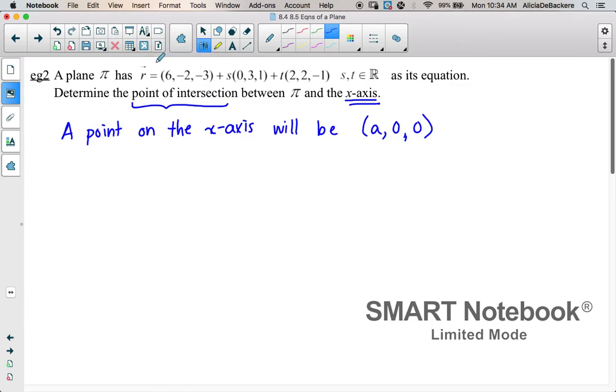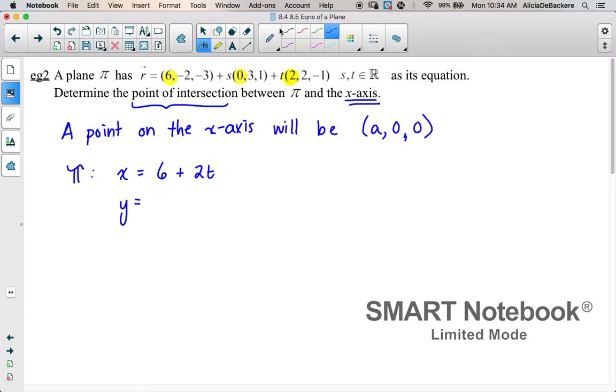Now, in my equation, I've got it in vector form, but here I know information about x, y, and z. So I'm going to take my equation and pull it apart so that it's in terms of x, y, and z so that I can compare them. So I'm going to pull it apart in terms of my parametrics. So again, I'm taking my first components and putting them in with the x equation. So 6 plus 0 s's, I don't need to write that down, plus 2t.